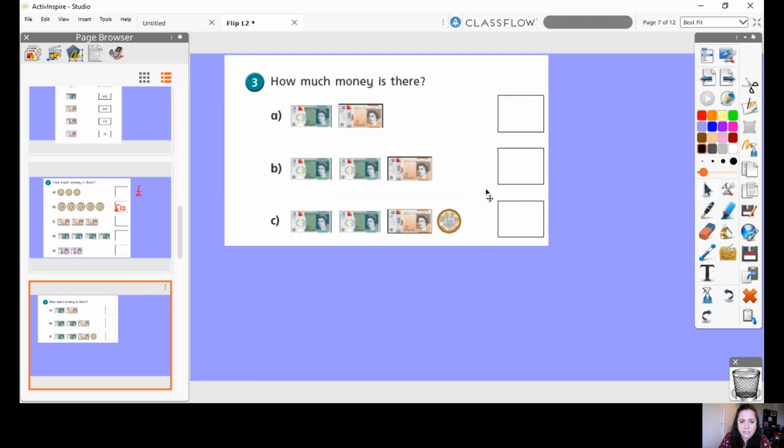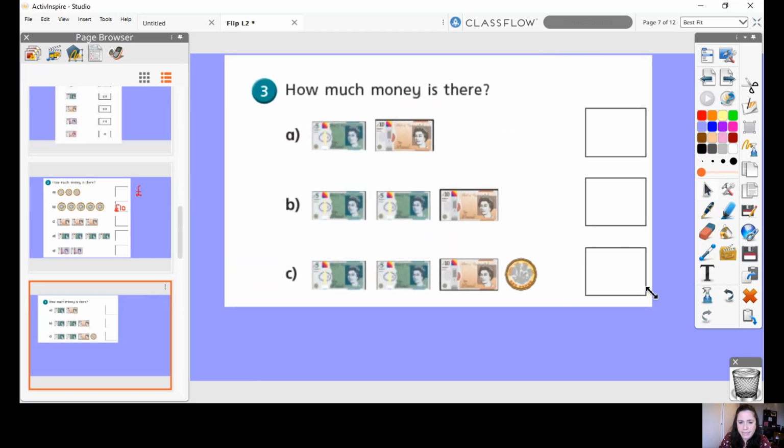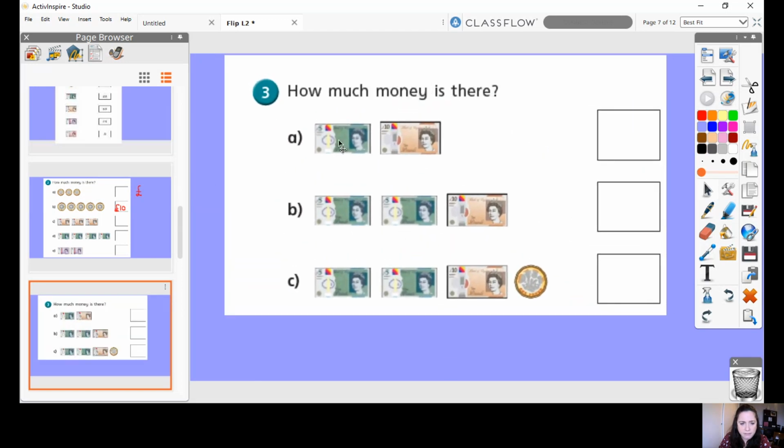Okay, next question, question 3. We can see here we've got some amounts. We've got a £5 and a £10. Well, the first thing I'm going to do is swap them over. So I'm going to start with my largest amount, which is £10, and I'm going to add £5. I can see there's nothing in the ones there, so that's going to jump in, and that's going to make £15. So I'm going to record it like this.